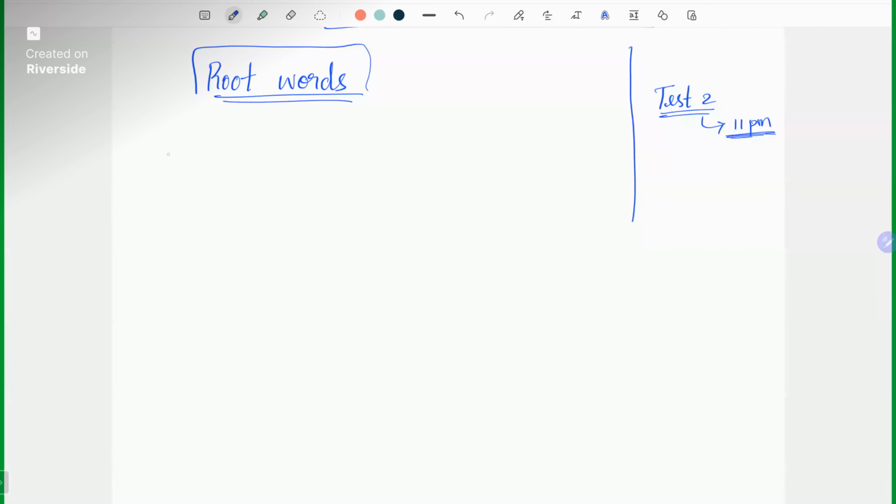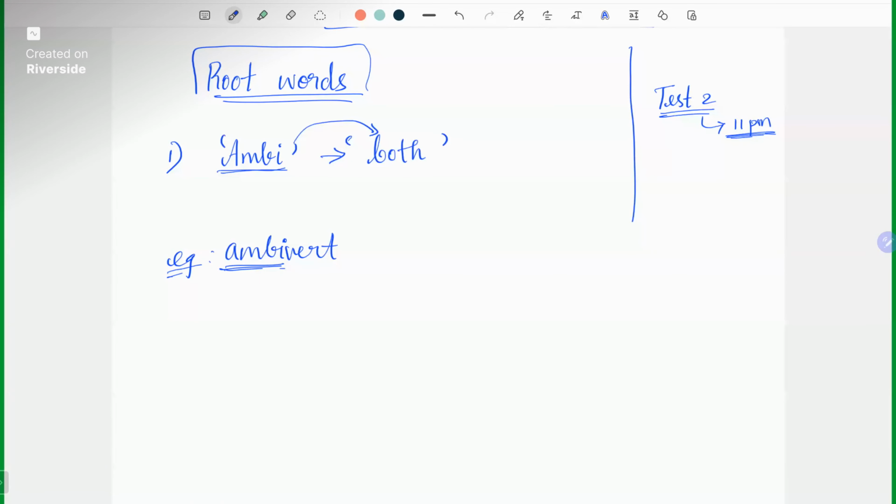We'll start with ambi. The root word is ambi. It is mostly used as a prefix, in front of a word, like ambivert. Ambi means both. What is the meaning of ambivert? One who has both introvert and extrovert personality traits. That is ambivert.